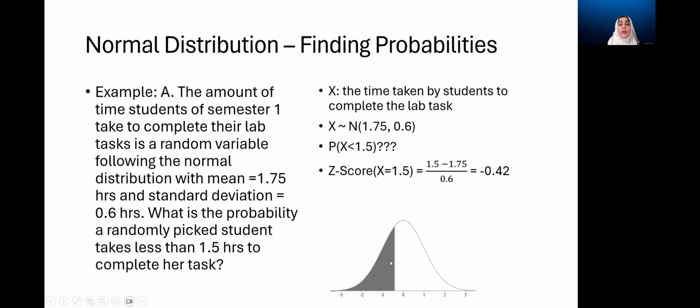How do we know that we're looking for the area to the left of this point? It is because we're working for a probability value for values which are less than a given point. So this is the left area. And this we can look directly up from the standard normal table. So by looking up from the table, we get this value, which is 0.33724. So there is a 33.72% chance that a randomly picked student will take less than 1.5 hours to complete their task, which is almost a one third chance.